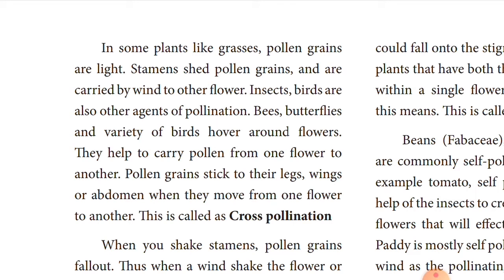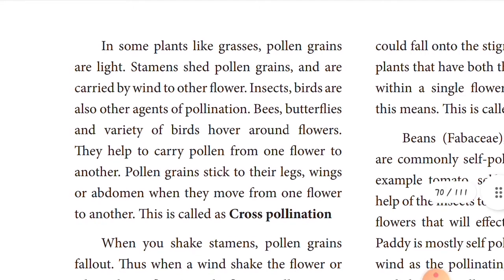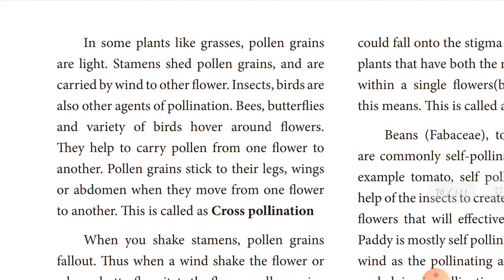Now let's see the natural pollination. Natural pollination means, in some plants like grasses, okay, you see the grass, children? The pollen grains are light. Stamens shed pollen grains, and they are carried to the other flowers. And you see the insects, birds. They are agents of pollination. You see the bees, butterflies and a variety of birds hover around the flowers. That's very helpful. They carry the pollen grains from one flower to another flower.